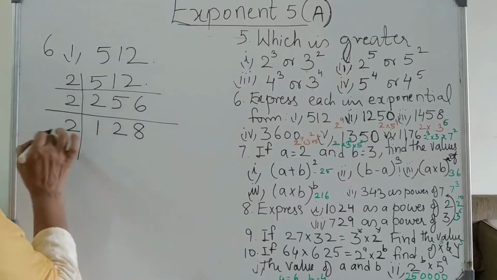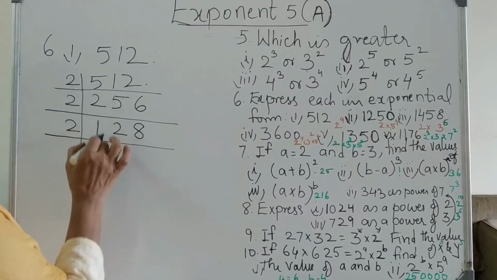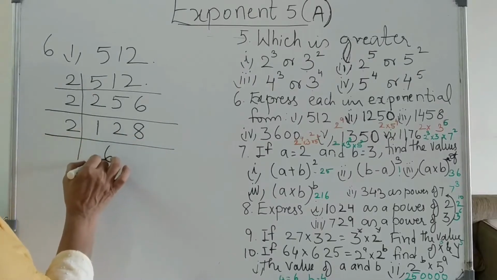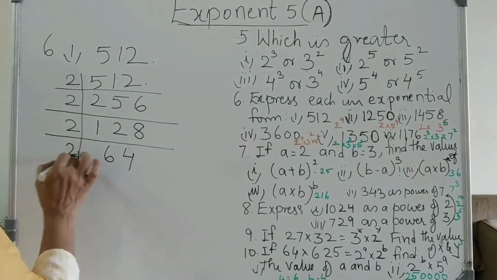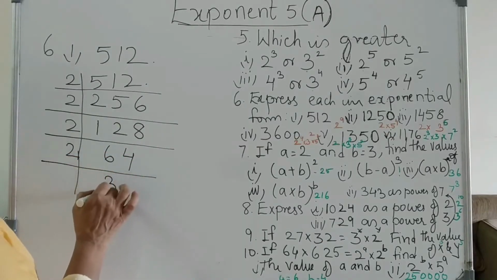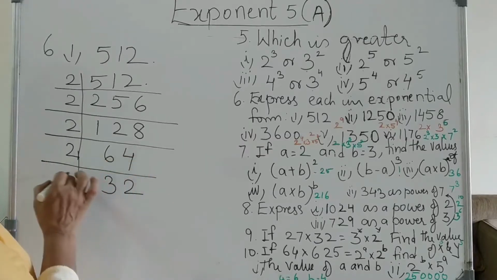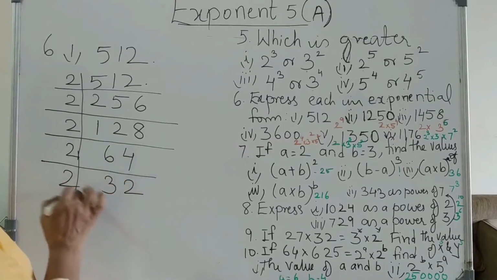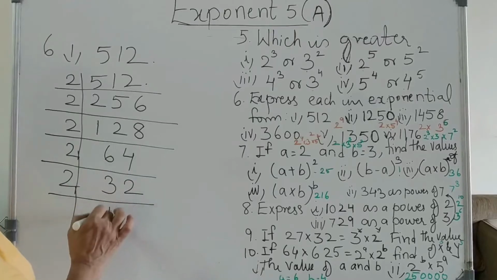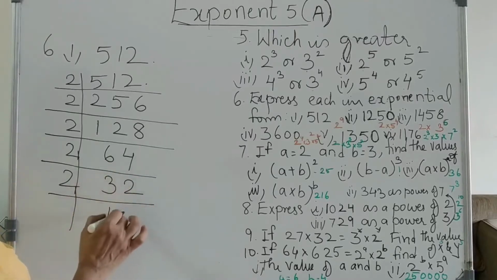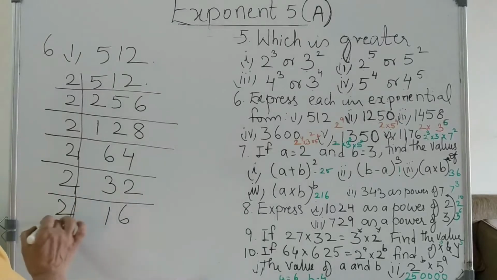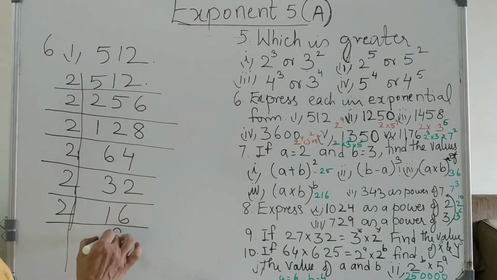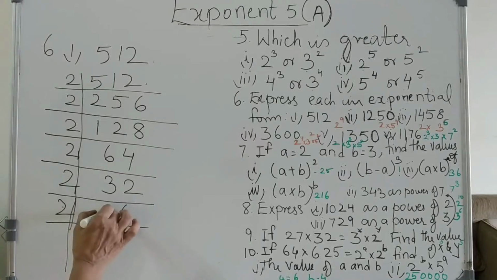Now again you can divide by 2. Here you can write 2 6s are 12. 2 4s are 8. Again you can divide by 2. 3s are 6. 2s are 4. Again by 2. 2 1s are 2. And 1 2 is 12. That is 6. Again you can divide by 2. That is 16. 8 2s are 16.